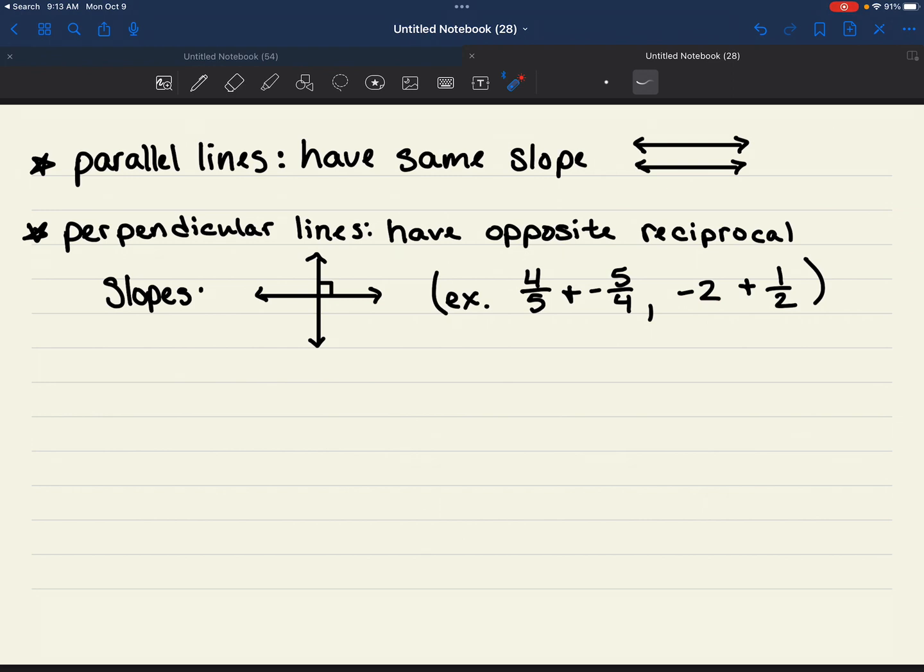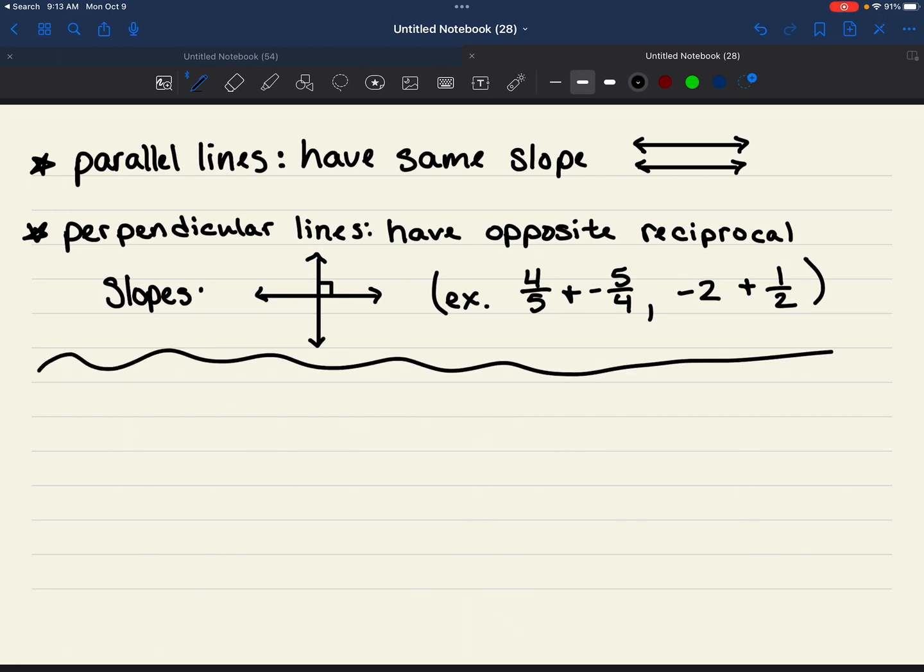Okay? Now, here's why we have to know opposite reciprocal. Because if I had a slope of -2 and then +2, are those two slopes going to be perpendicular? No, they're just opposites. If they're not opposite reciprocal, that doesn't work. Okay? So we're going to look at two examples, and then we'll be done.